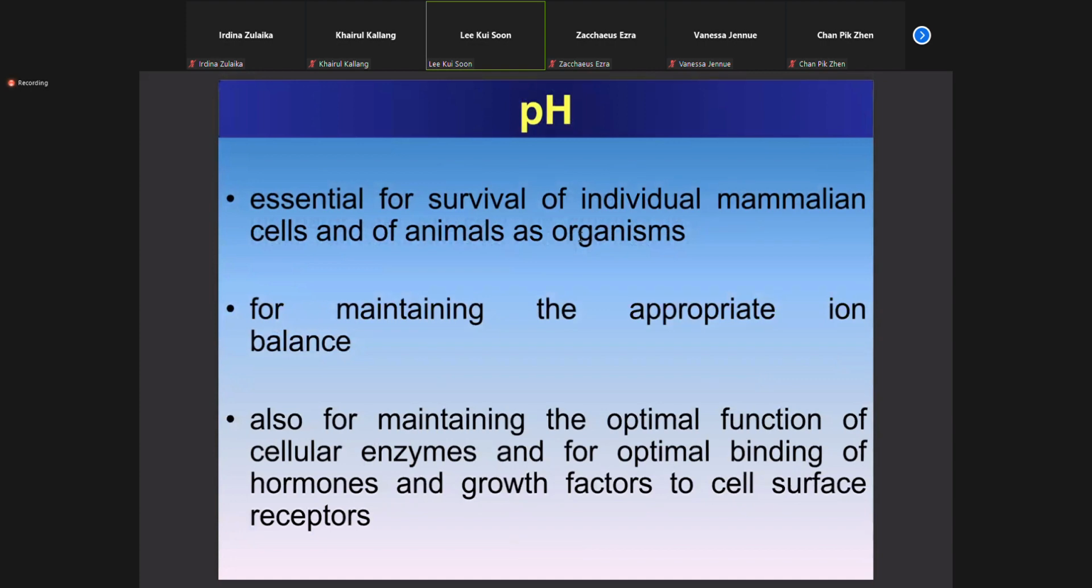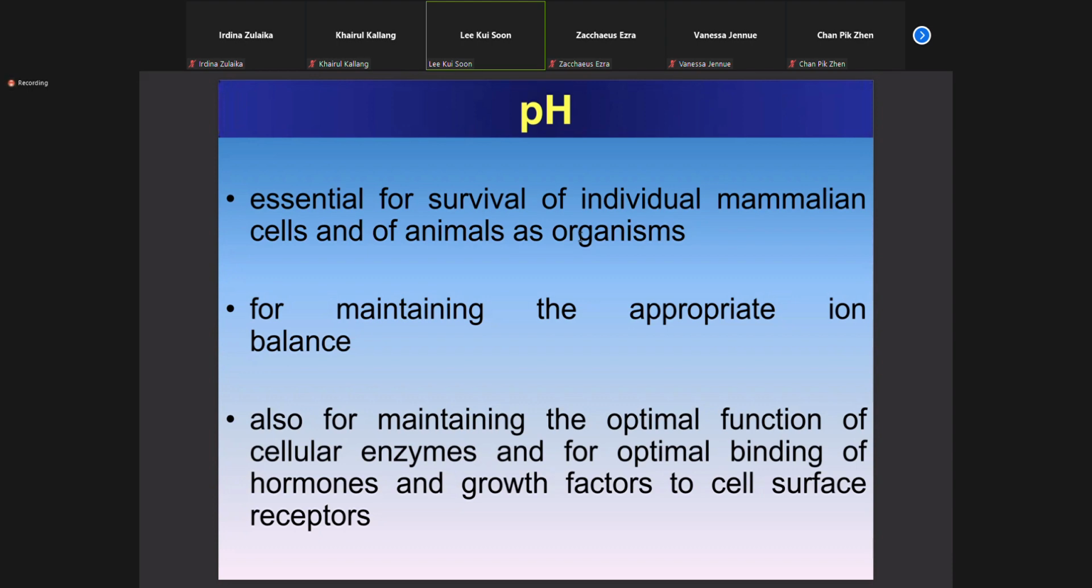Another one is the pH. pH is essential for survival of individual mammalian cells and also the organism, for maintaining the appropriate ion balance, for maintaining the optimal functions of the cellular enzymes, and for optimal binding of the hormones and also the growth factors to the cell surface receptors.